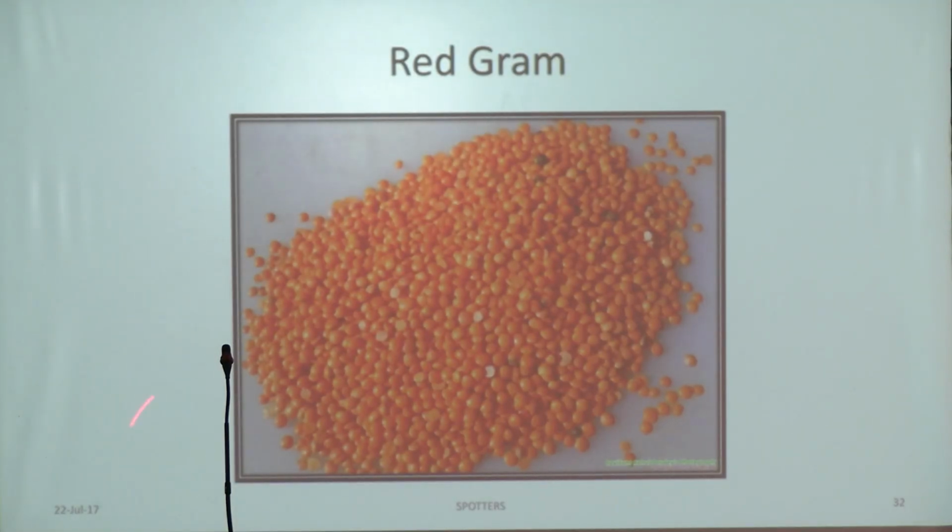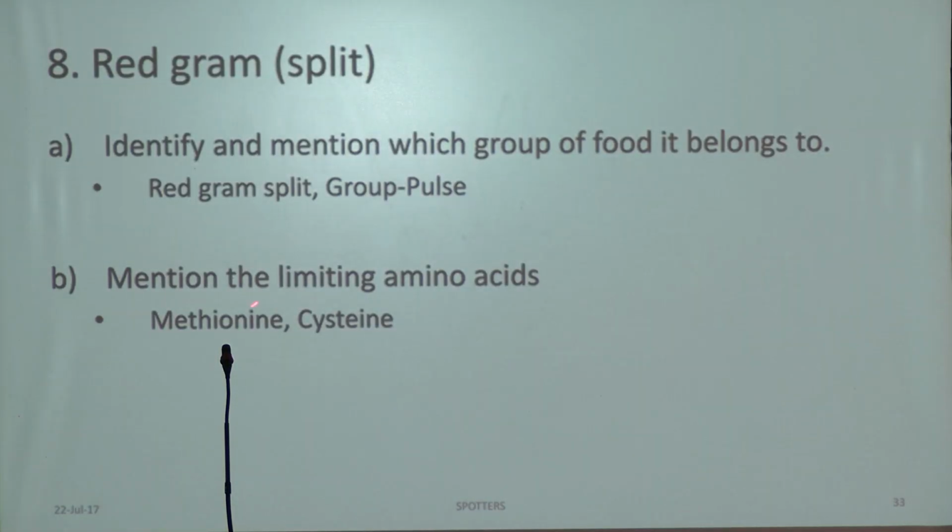Red gram, we all know it. What is the name in Bengali? Masur dal. What is the limiting amino acid? Methionine and cysteine. That is why, what is the khichdi known as? You have to mention the complementary action of amino acids. Rice is deficient in this, red gram is deficient in that, and what is deficient is much more in amount in the other one. That is the complementary action.